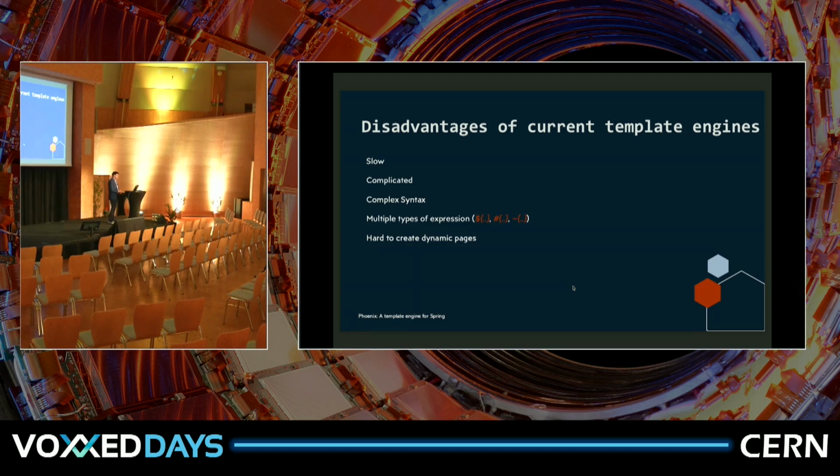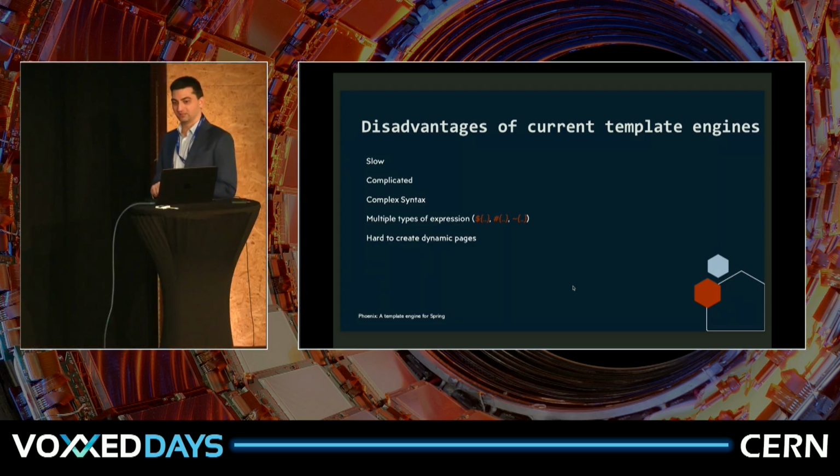And most of them suffer from the same problems. They are very slow because, with the exception of JSP, the template isn't compiled, but interpreted. Because of this, you don't benefit from the advantages that the Java compiler has, and you don't have the template well optimized. So they are slow, they are complicated, and have their own syntax.